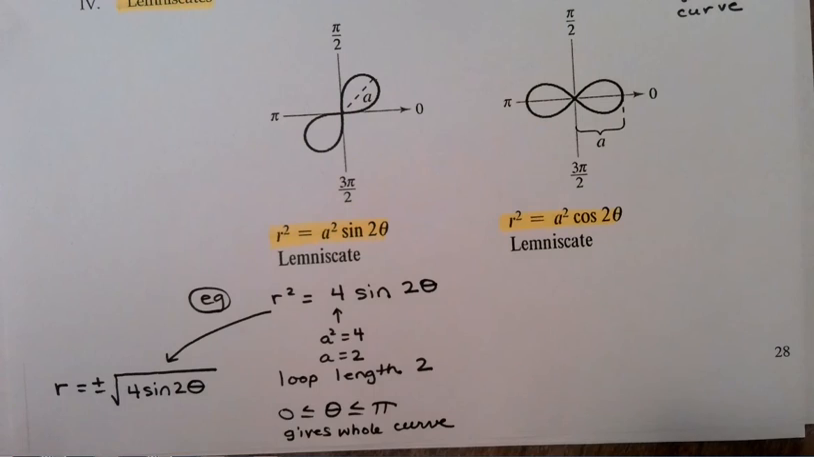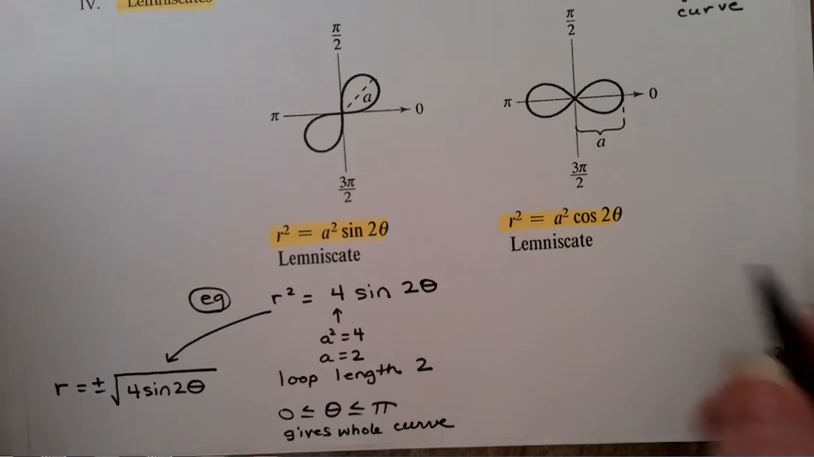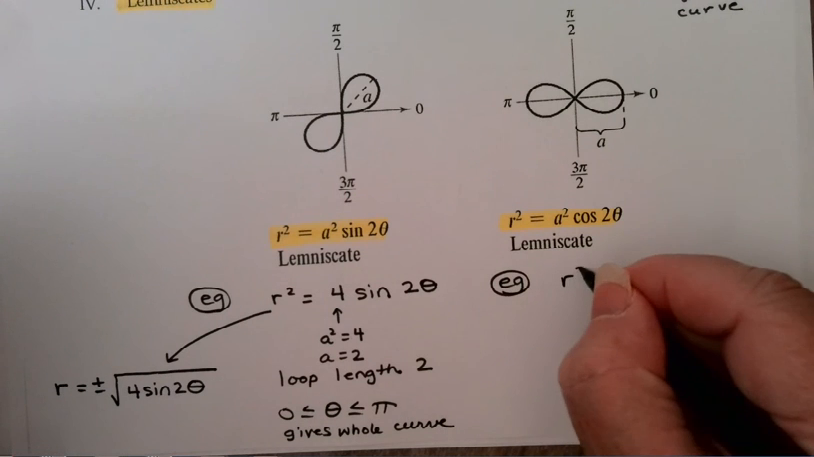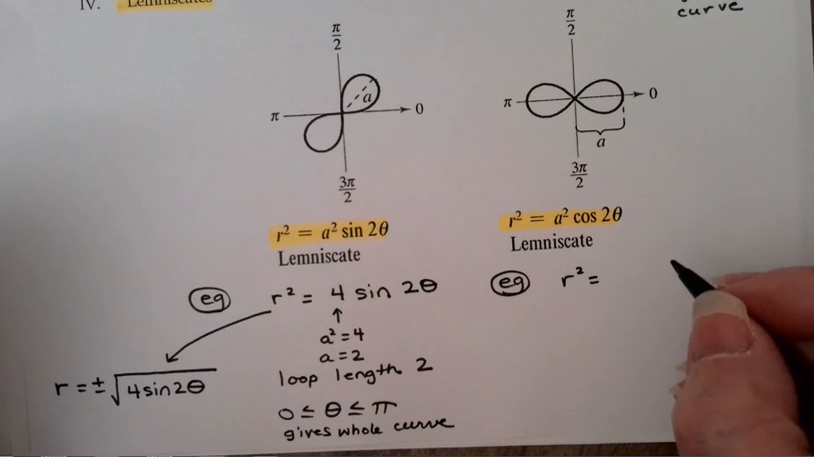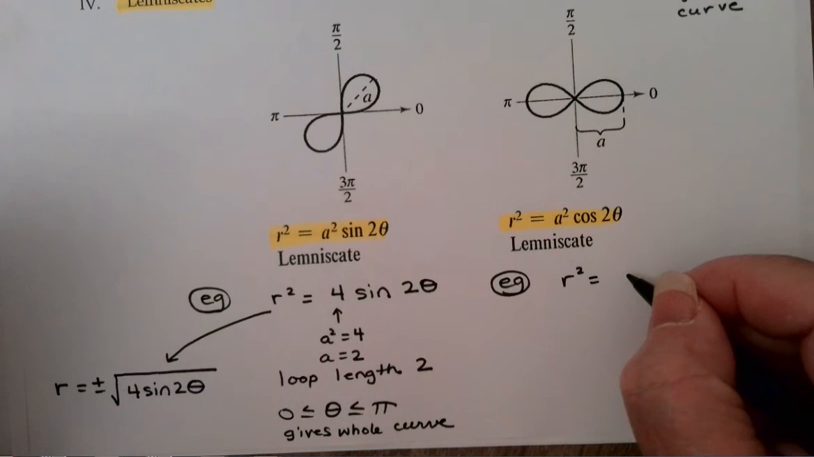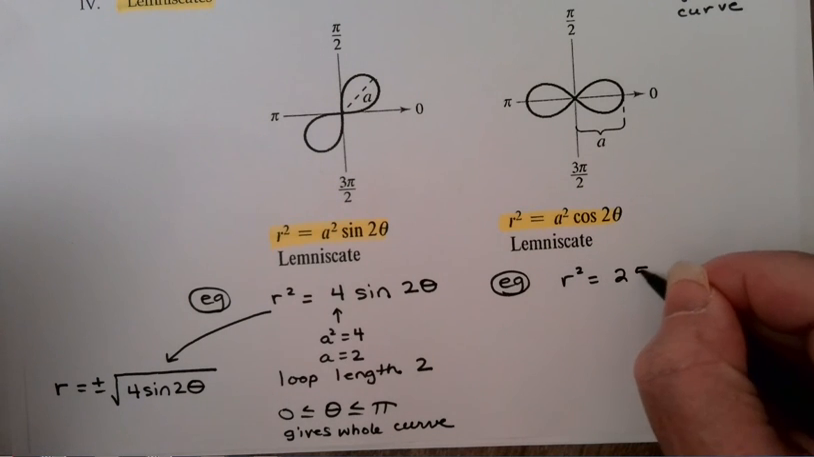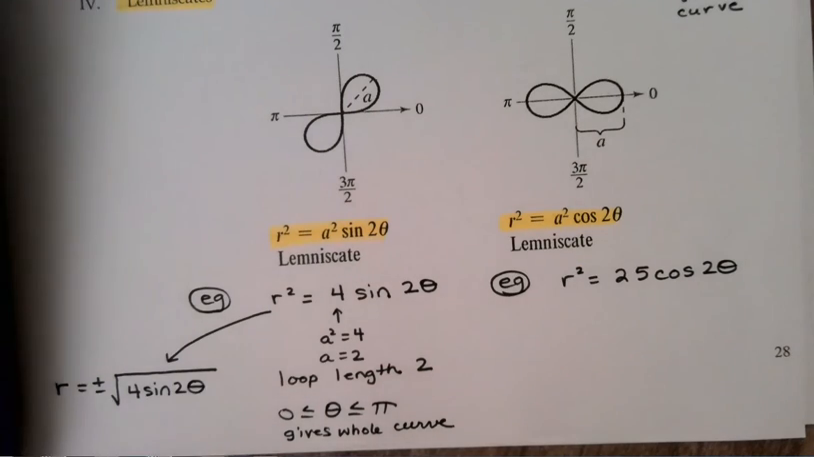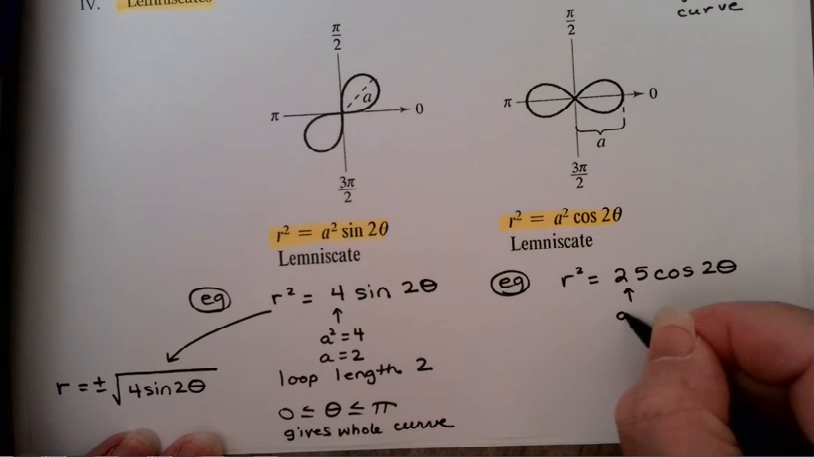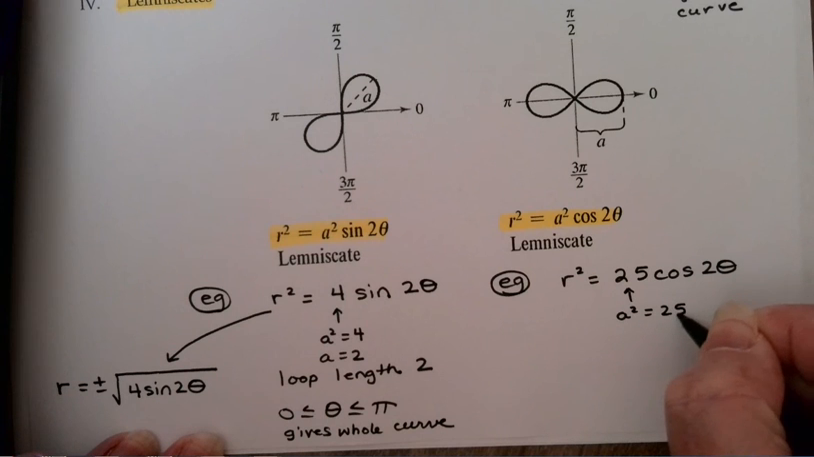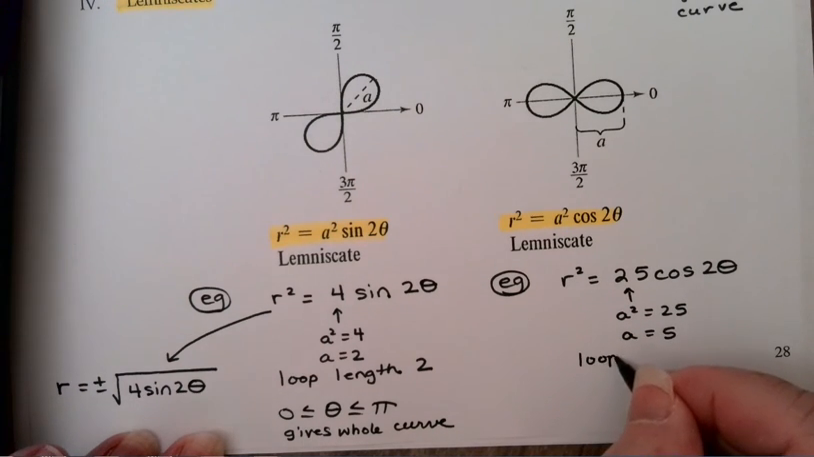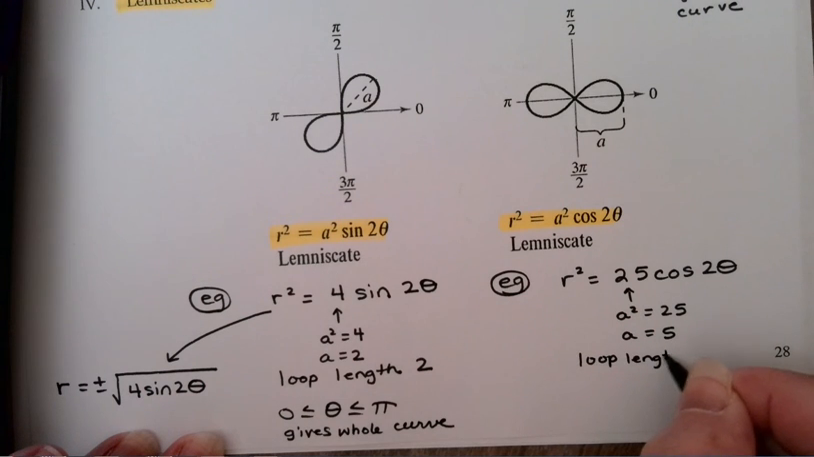All right, let's just do one cosine one as our last example for this section. Let's graph r squared. Make this one bigger. Let's go with, I don't know, 25 cos 2 theta. So in this case, my a squared is 25, meaning a is 5. This one should have a loop length of 5.